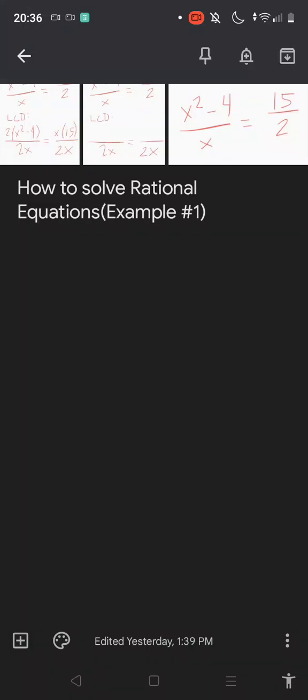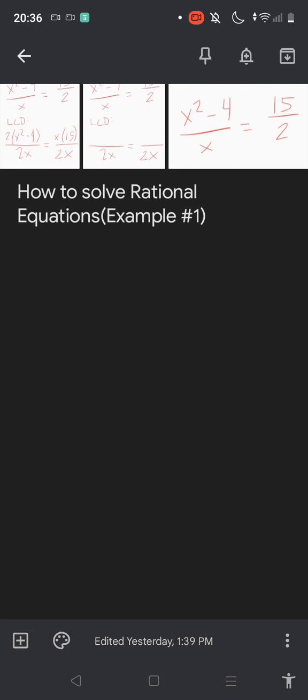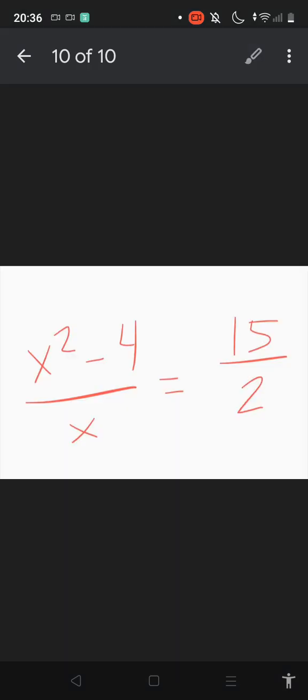Hello everyone, so today we are going to talk about how to solve rational equations. Our first example is (x squared minus 4) over x equals 15 over 2.